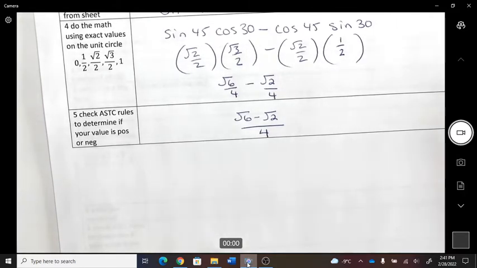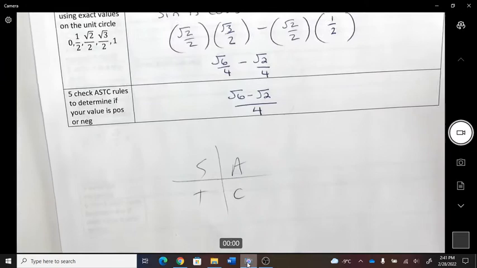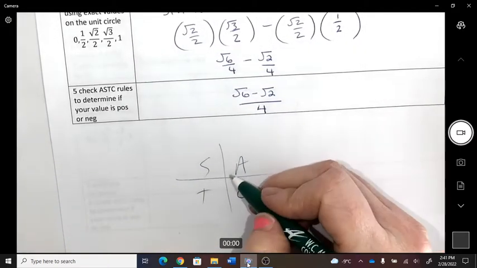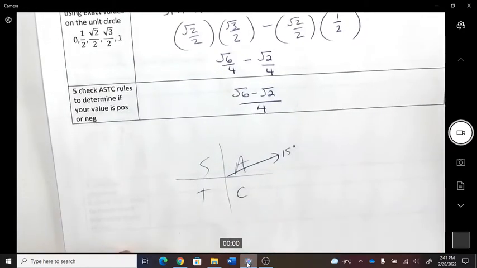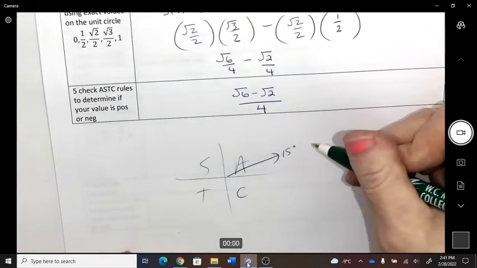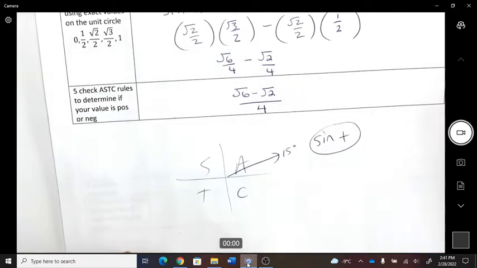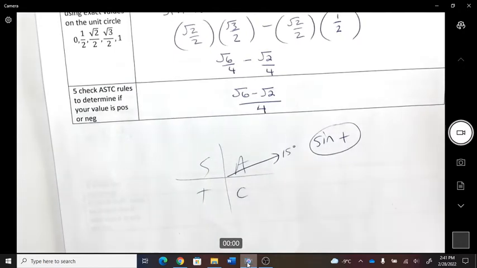Okay, we're not quite done. I need to understand ASTC. So we were at 15 degrees, right? What do you know about the sign? Should it be positive or negative there? Positive? So I'm good. I can just leave it, because if it was negative, I would have to change it. But because it's positive, good, we're done, our answer.